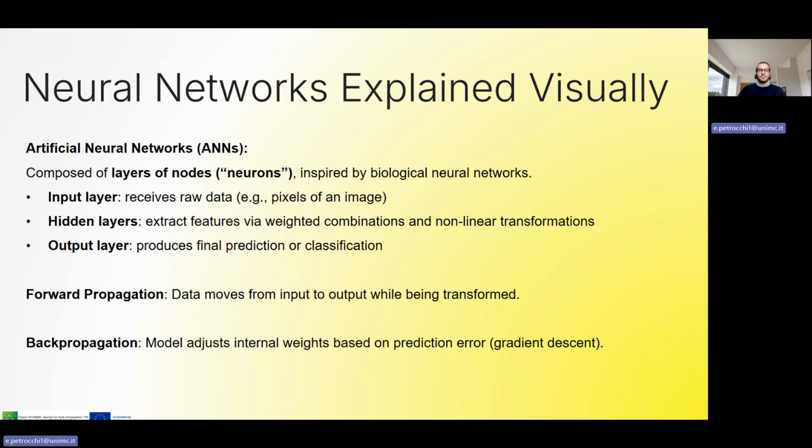There is an input layer that receives raw data, such as pixels of an image. And then there are hidden layers that extract features via weighted combinations and, for example, nonlinear transformations. And then there is an output layer that produces the final prediction and the final output. There are these two important concepts: forward propagation, describing how data moves from input to output while being transformed, and then back propagation, which represents how the model can adjust the internal weights based on prediction error.